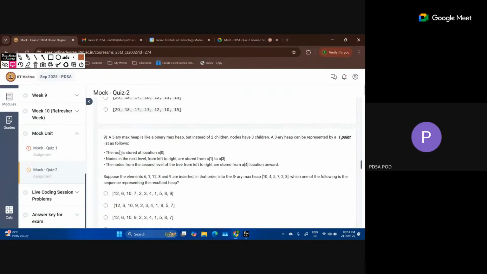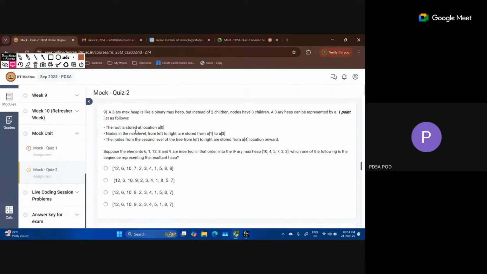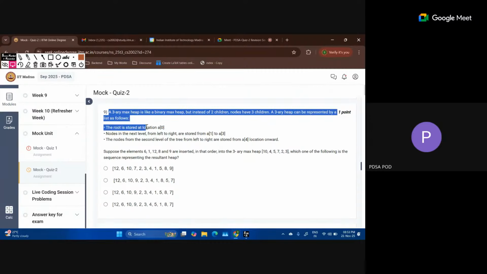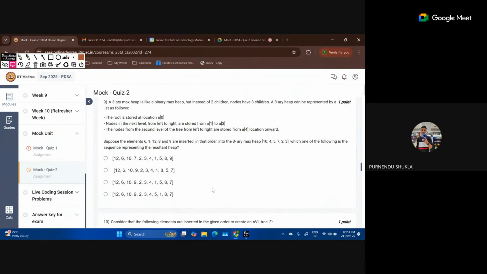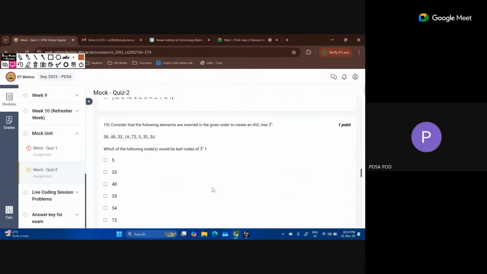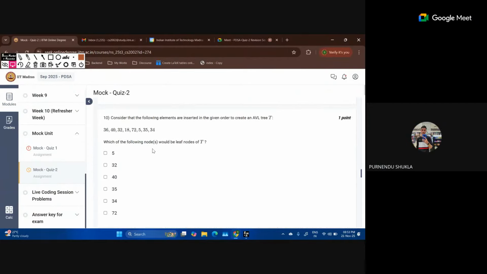Let's just quickly solve these problems. A 3-ary max heap is like a binary max heap, but instead of 2 children, nodes have 3 children. A 3-ary heap can be represented as a list as follows. The root is stored at location A0. Nodes in the next level from left to right are stored from A1 to A3. Ma'am, this one was solved. It was not directly in the mock, but it was in one of the questions which sir took as an example to explain this. Okay, great. This one was not solved, so we can solve this one.